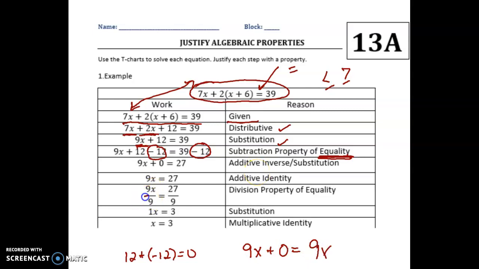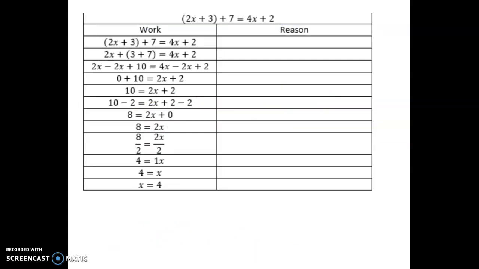Now at this step, we're dividing both sides by 9, so that would be the division property of equality. 9 divided by 9 is the same as 9 times 1/9, which equals 1. That's substitution on this side, but there's another one missing: the multiplicative inverse. So the multiplicative inverse is also happening here. Then 1 times x is just the multiplication identity property because 1 times anything is just the number itself.